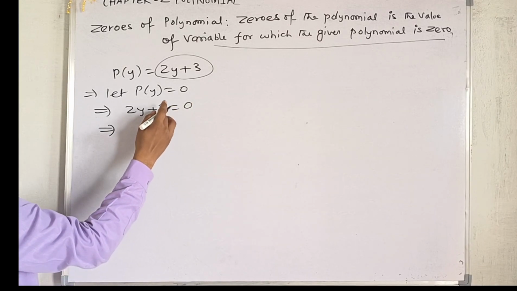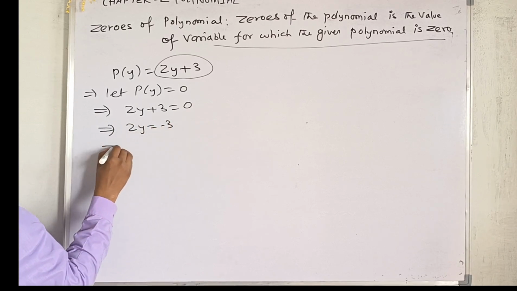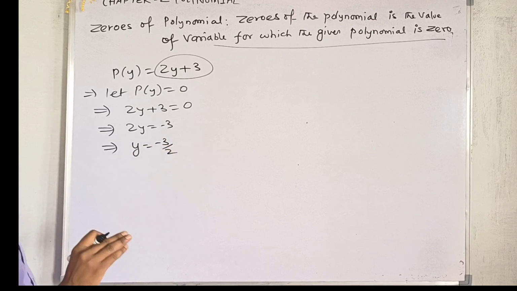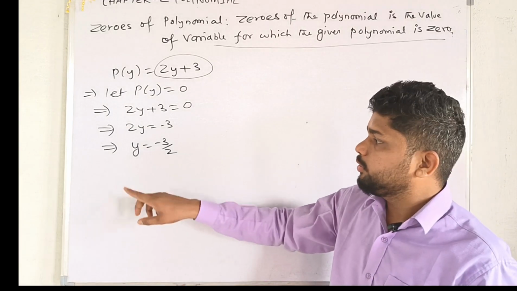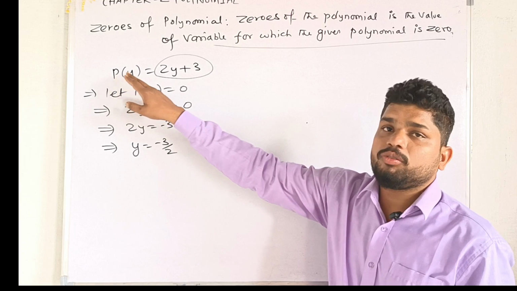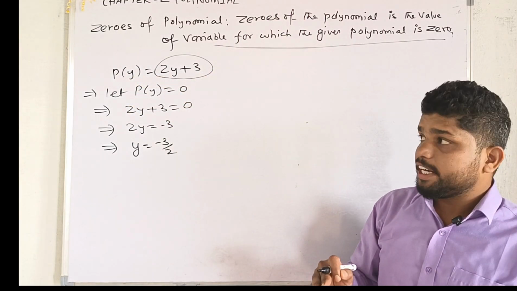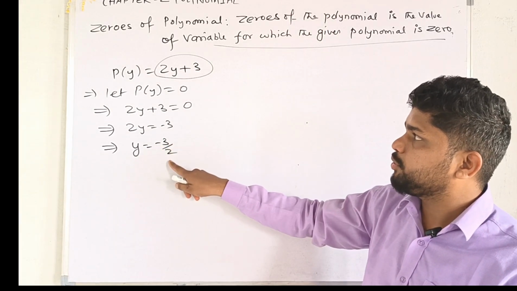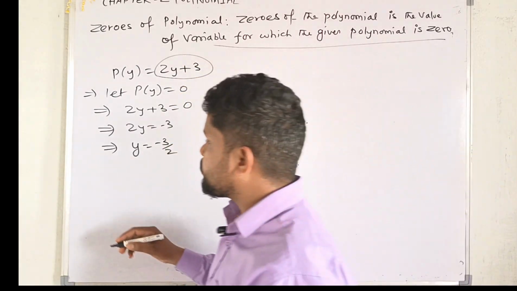When we transpose this 3 to the other side, we get 2y equals minus 3. Here the value of y will be minus 3 by 2. The noteworthy point, dear students, is that for y equal to minus 3 by 2, this polynomial p of y, 2y plus 3, is fully satisfied. That means if I put y equal to minus 3 by 2 in this polynomial, I will get p of y equal to 0. Let's double cross check it.